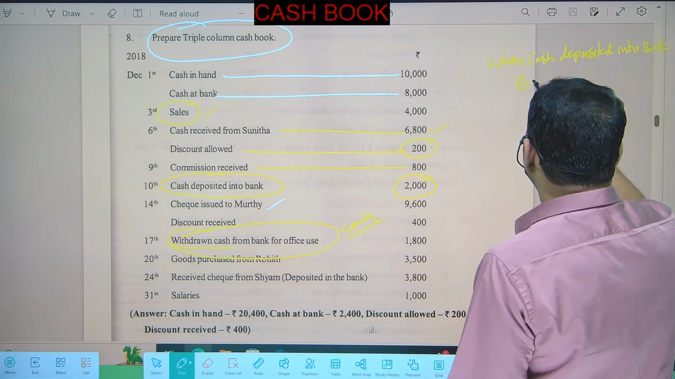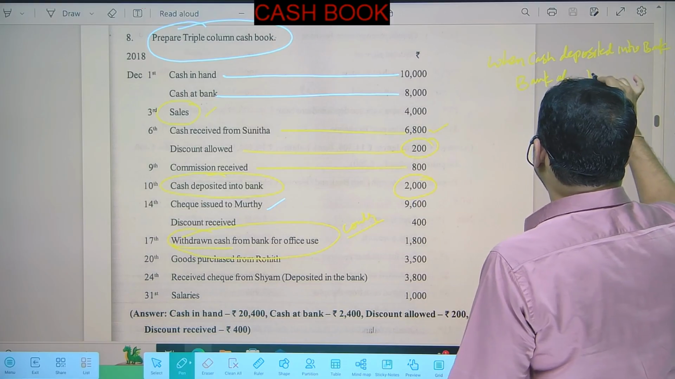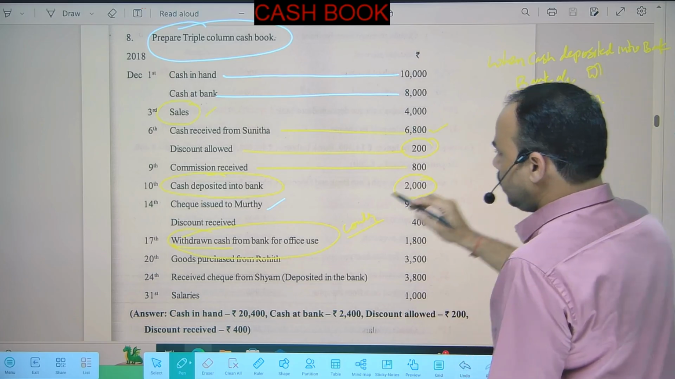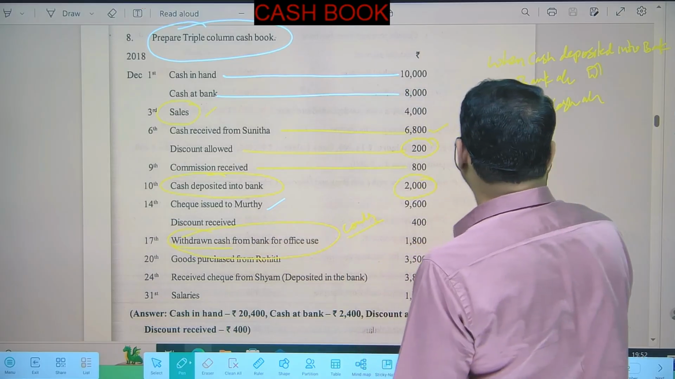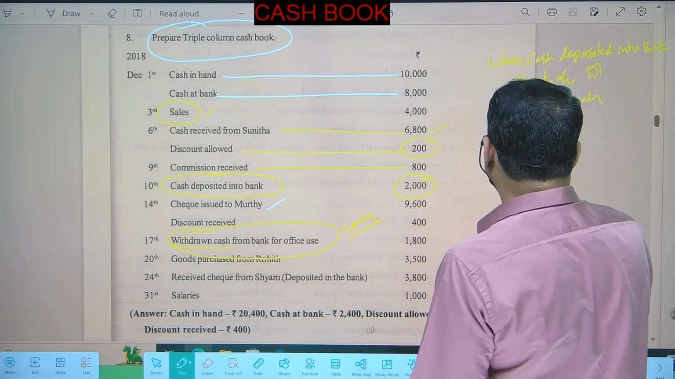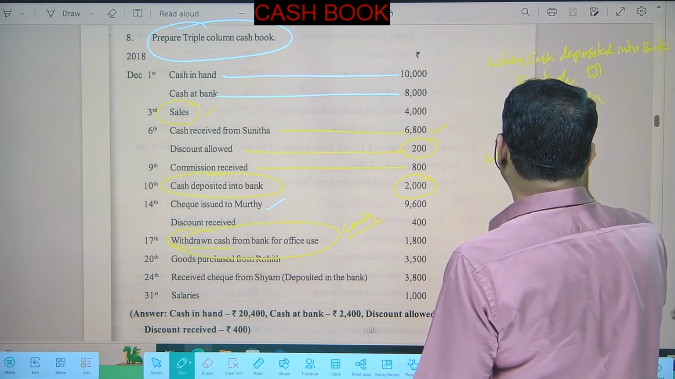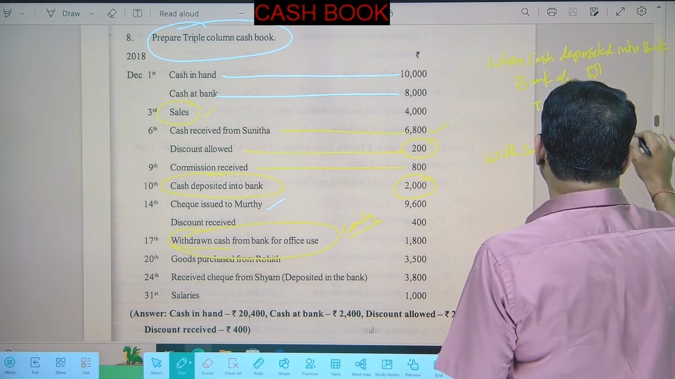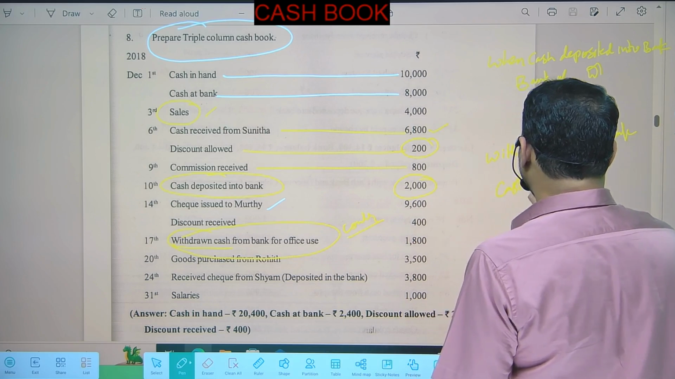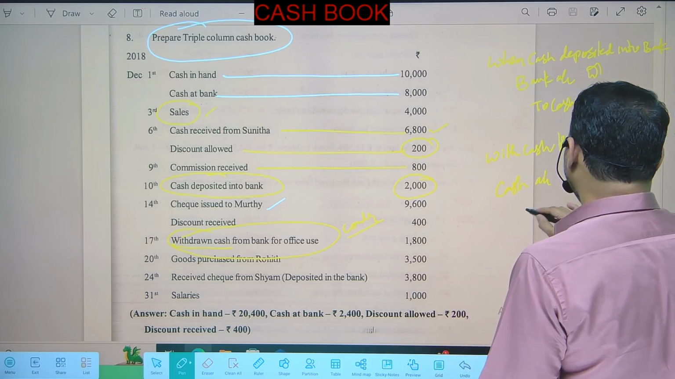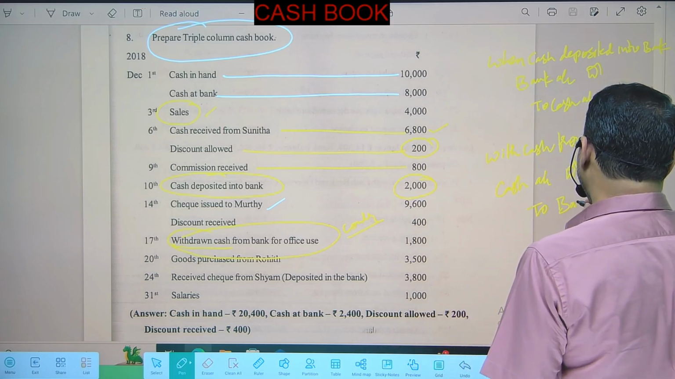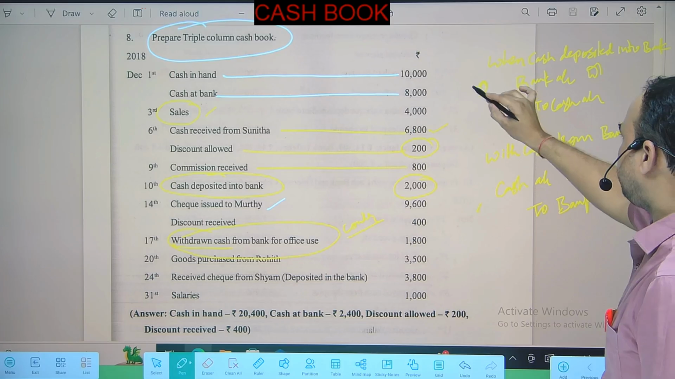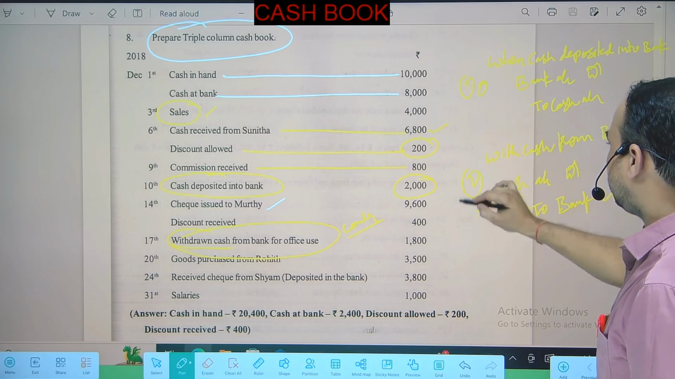Which journal entry will we use? Bank account debit to cash account. Right. Here, withdrawing cash from bank is the second journal entry. So this is also a contra entry. Whenever we withdraw cash from bank, this journal entry will be used: cash account debit to bank account. You have to always remember this one. So these two journal entries you have to remember. This is the first situation, this is the second situation.